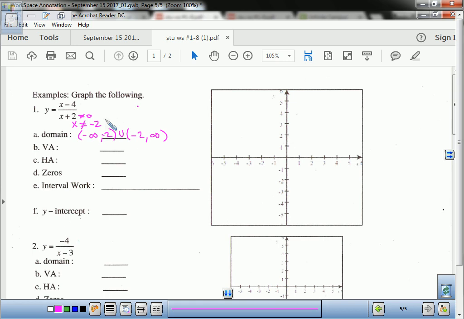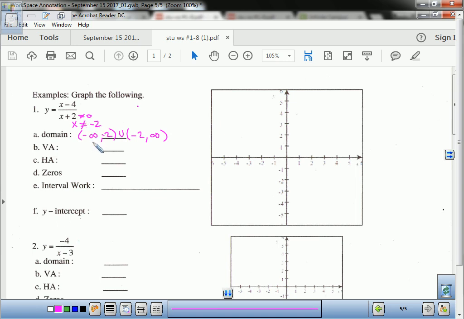Would you count off if we didn't put the little U thing? Yes. When we have multiple intervals for a domain or a range, you would want to join them with the union symbol. That would mean you're multiplying them if you don't put the U. Okay. You got me. The next one is vertical asymptote.